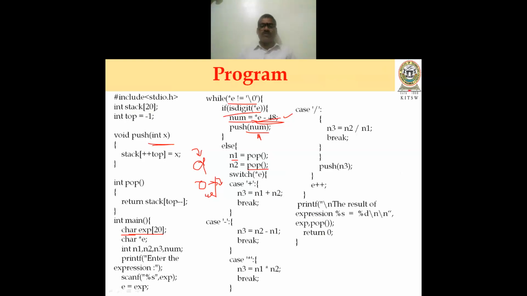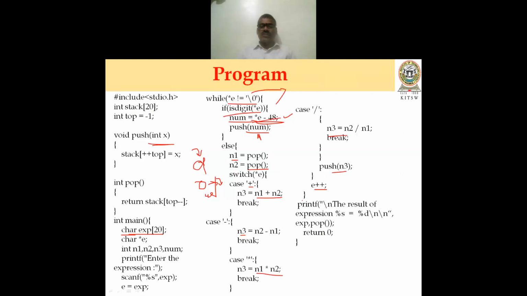If it is not a digit, then it is an operator, and we are popping the topmost two operands. N1 is equal to pop, N2 is equal to pop, and then a switch based on that operator. If it is a plus, you perform N1 plus N2 and store into N3. If it is a minus, we do N2 minus N1 and store into N3. If it is star, we perform N2 into N1 and store it into N3, and if it's a slash, we do that too. Finally we push the N3 value onto the stack, then E plus plus, moving the pointer to the next. So this while loop is repeated until we reach the end of the expression.